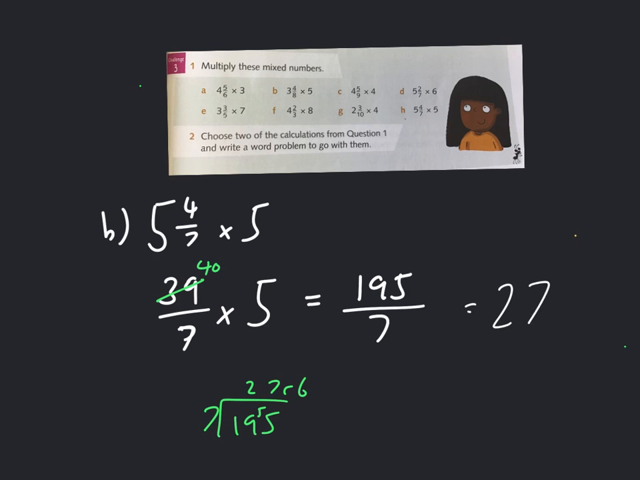Now, question 2 said choose 2 of the calculations from question 1 and write a word problem to go with them. Your teacher will look at that and see what you came up with, because everybody will have different word problems for that.